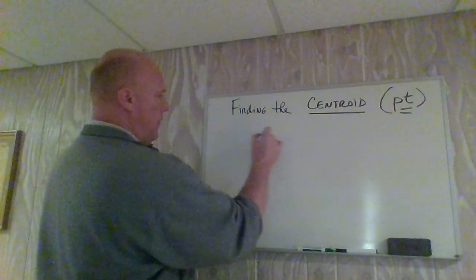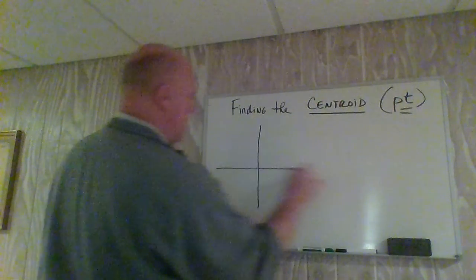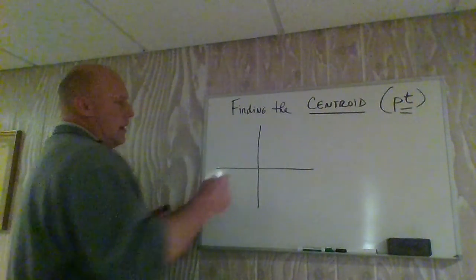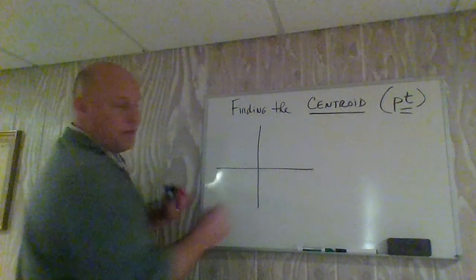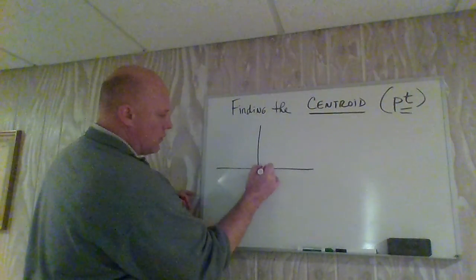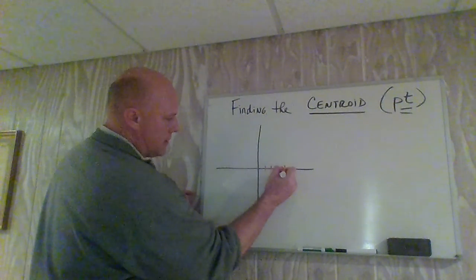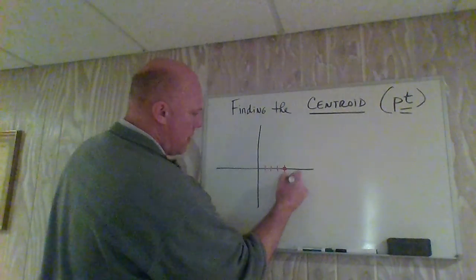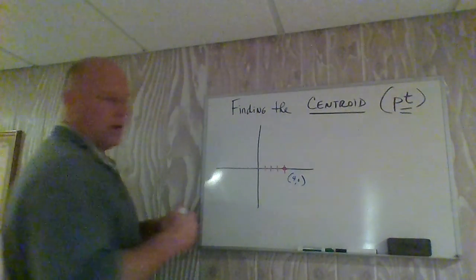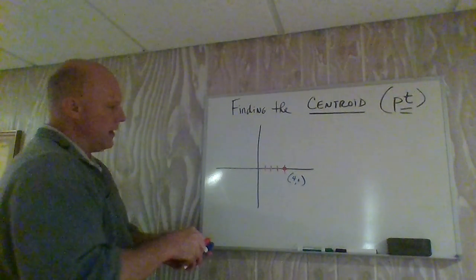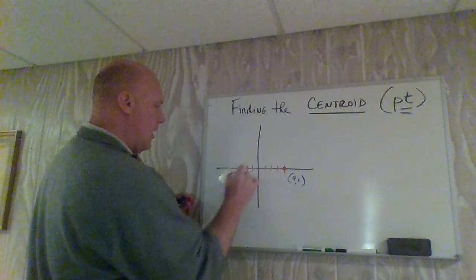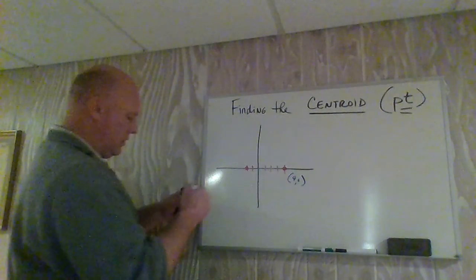All right, so let's go through an example. Suppose on a graph you were given 3 points that form a triangle. So let's come up with 3 points. Let's say 1 point was 4, 0. And let's say a second point was -2, 0.